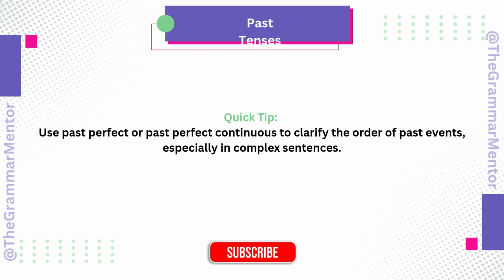Quick tip. Use past perfect or past perfect continuous to clarify the order of past events, especially in complex sentences.